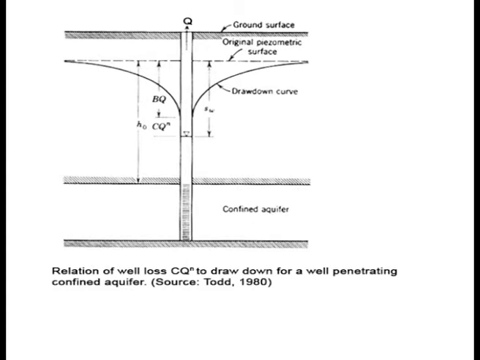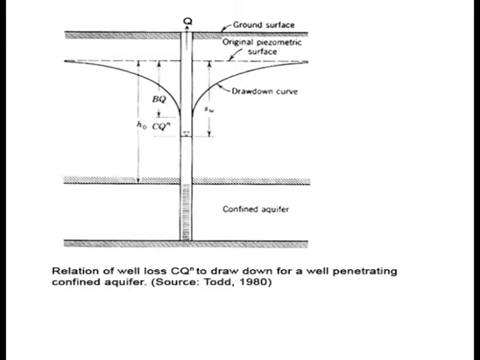Now, what is the value for n? So, Jacob in 1947 suggested the value 2, but Rorabaugh, a scientist, in 1953 found that this value is not 2, there is a deviation, and he said that the value of n cannot be decided. It differs from well to well, because it depends upon the conditions of the well, clogging of the well skin, deterioration of the skin.